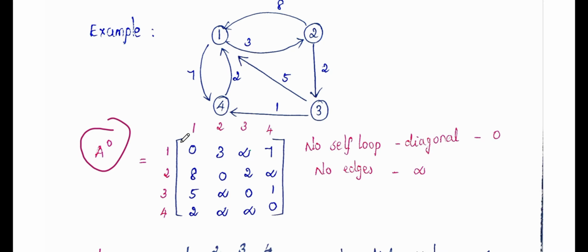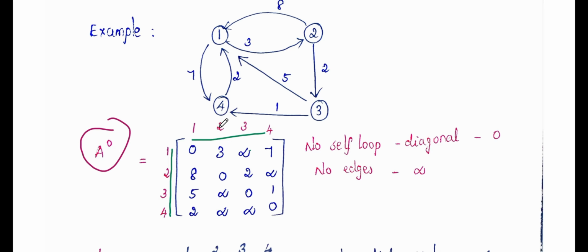Then, how many vertices are there? 4 vertices. So write those vertices in the row and column: 1, 2, 3, 4 in the row, and here also 1, 2, 3, 4. Write the vertex numbers in the row and column.